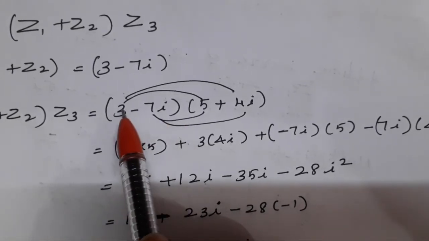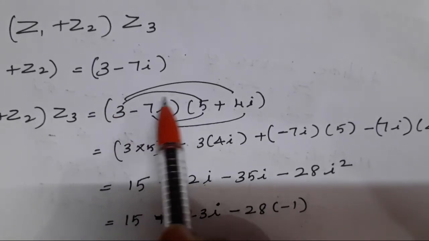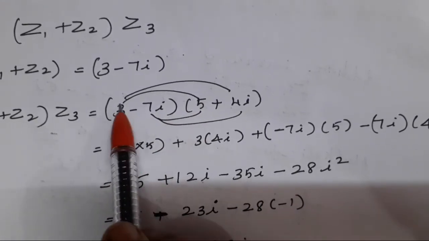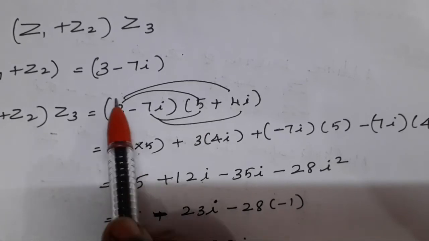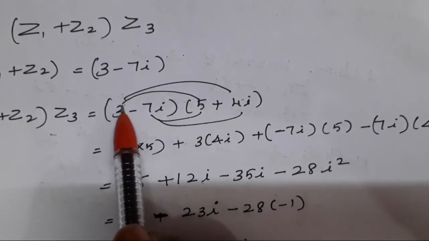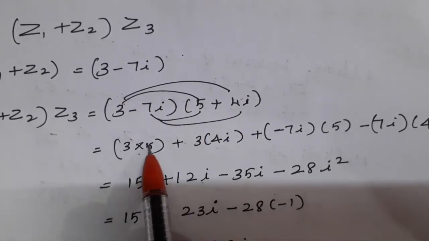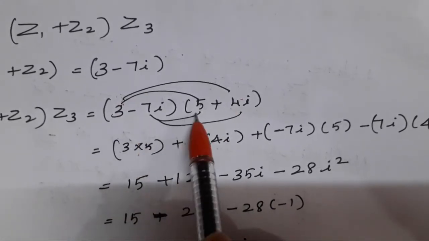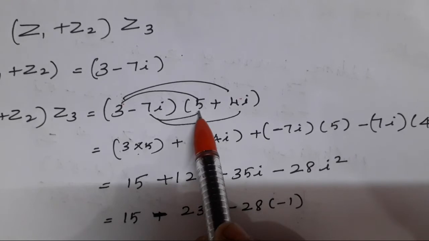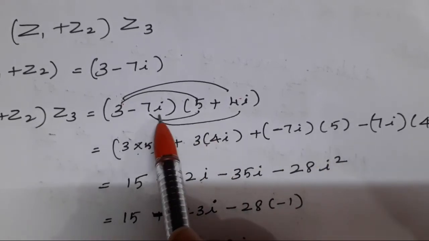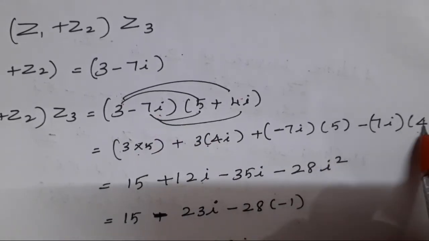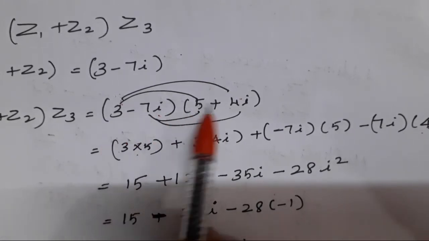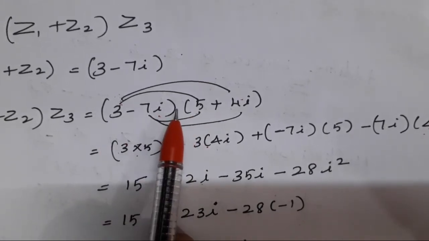How to multiply the two brackets? For an algebraic expression (x plus y) into (x plus y), similarly you multiply. That's enough for you. 3 5s are 15, 3 into 4i. Similarly, minus 7i into 5, and again minus 7i into 4i. See, this is how you ordinarily multiply the two brackets. Like that you multiply for complex number multiplication.